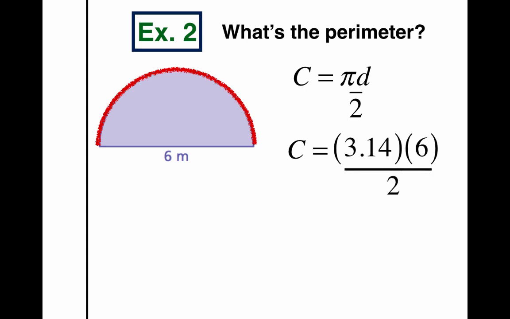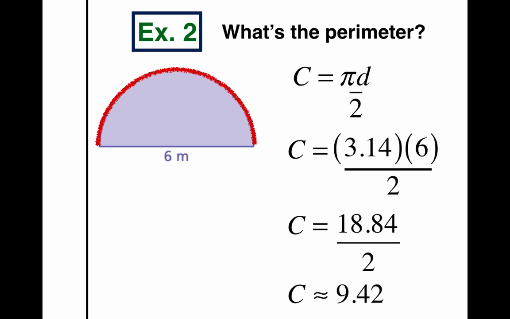So let's do that math first. Grab a calculator, and let's multiply 3.14 times 6. Well, that's 18.84. Now all we got to do is divide it by 2. So use your calculator, divide by 2. Make sure I'm getting the right numbers. Sometimes I make mistakes in these videos, so double check me. And I got 9.42. So it's 9.42 meters.